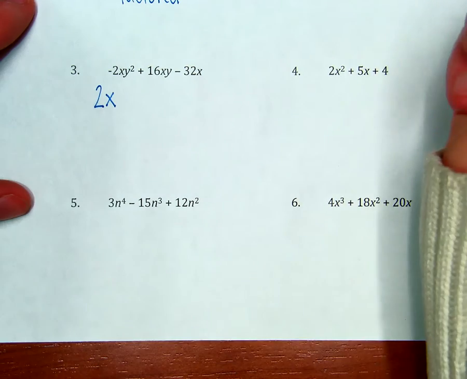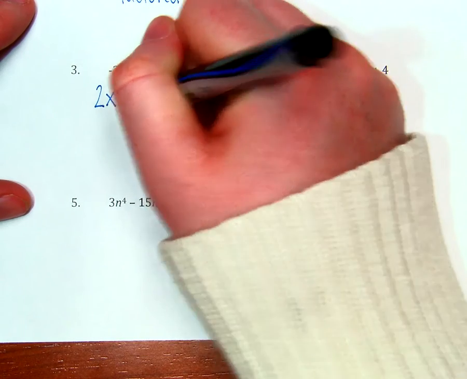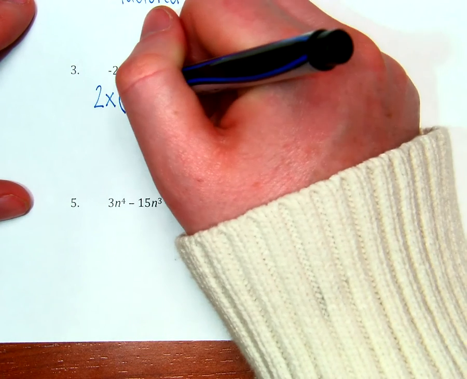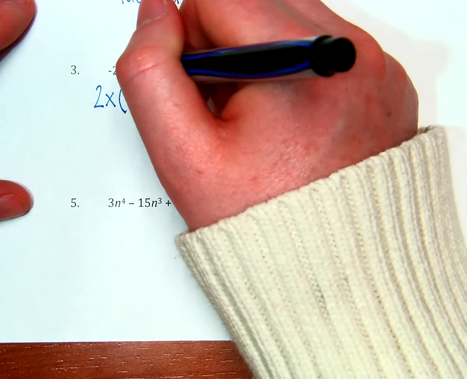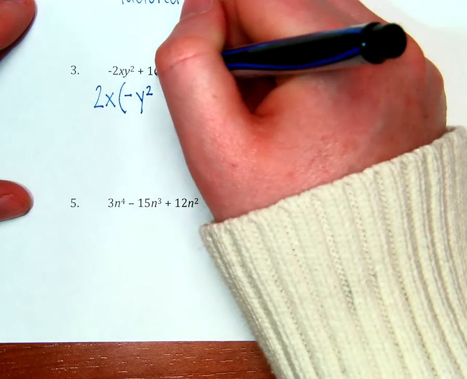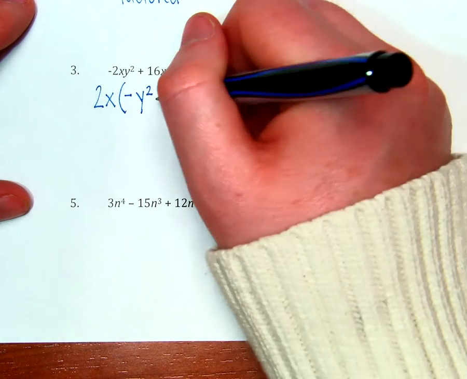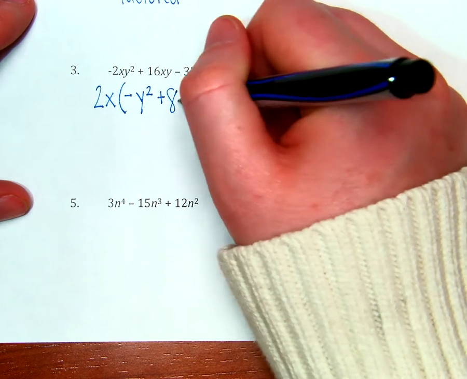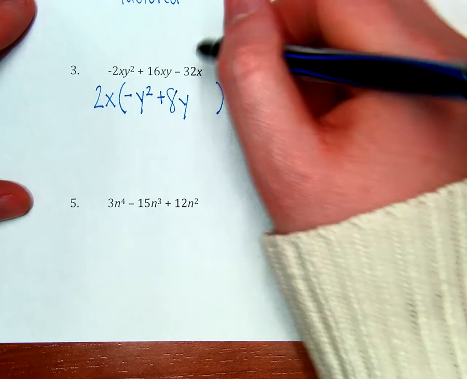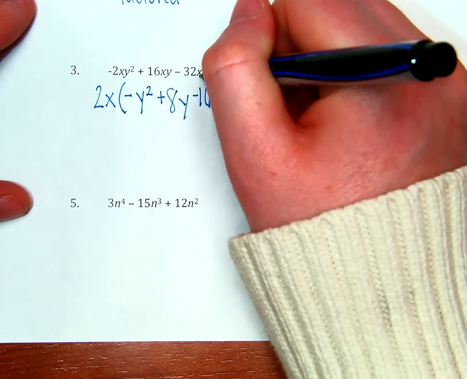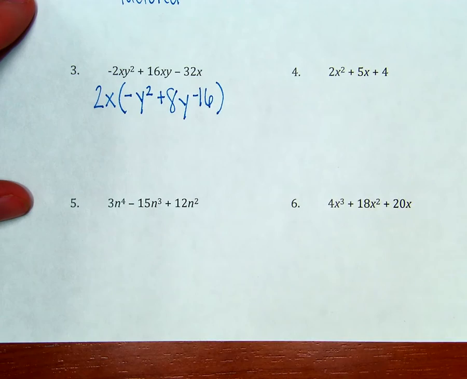So what that would leave me with in parentheses is negative 2 divided by 2, that would be negative 1. X, I took out the x though, so I'm left with y squared. 16, take out 2, that means divided by 2, so that would leave me with 8. I took out an x, so that would just leave me with y. And then negative 32 divided by 2, that'd be negative 16. X, I took out x, so just be left with that.